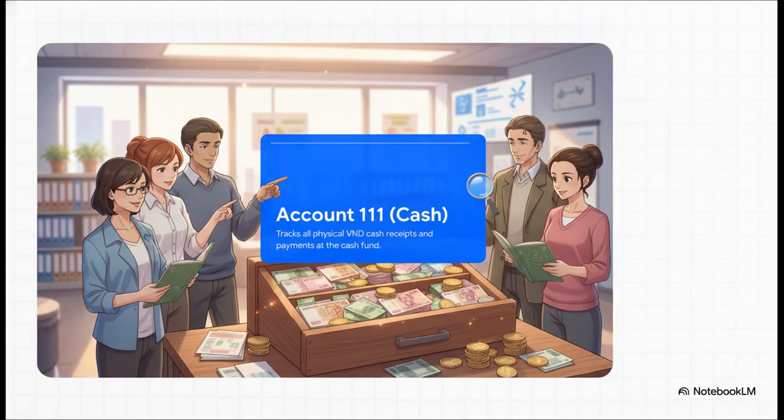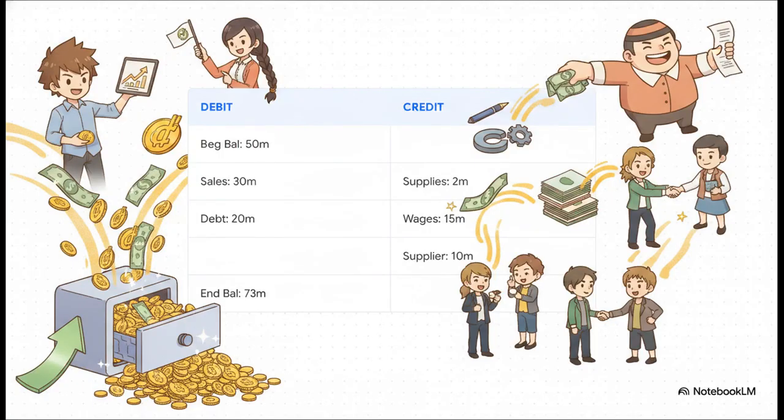Let's use a real-world example from our source material to make sense of this. Ondu Young Company, a business in the trading sector. Imagine you're their lead accountant and you're standing right in front of drawer 111. Let's actually see this in action over a given month. We start with a beginning balance of 50 million dong sitting right inside. That's on the debit side on the left.